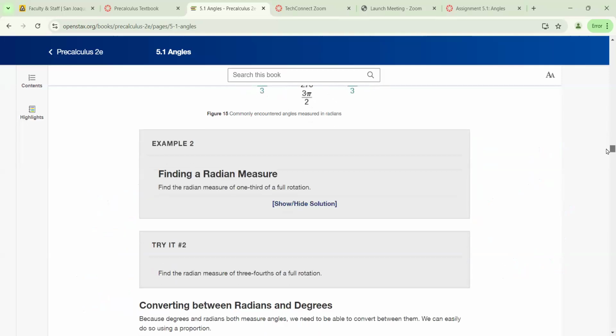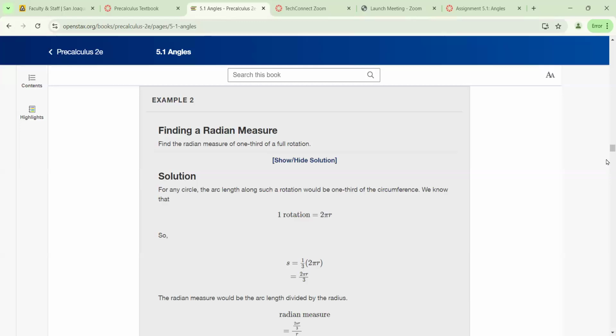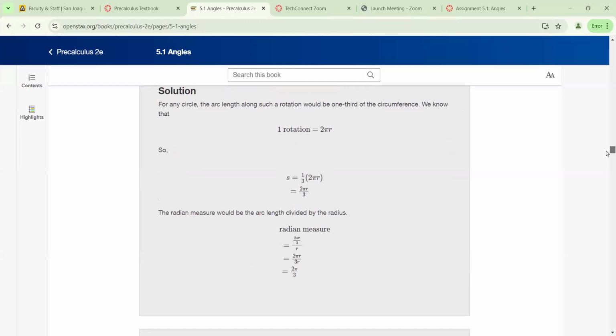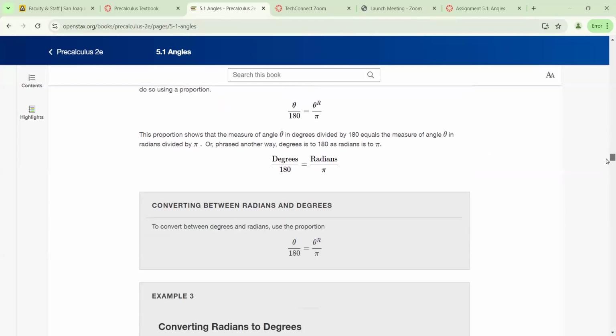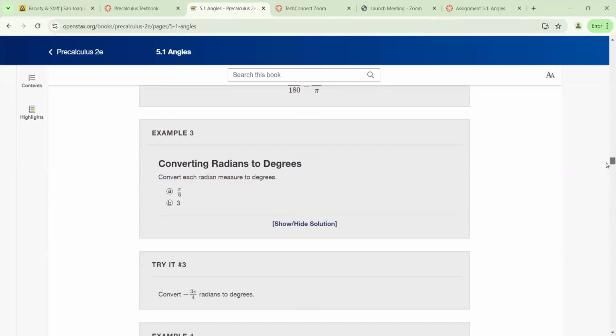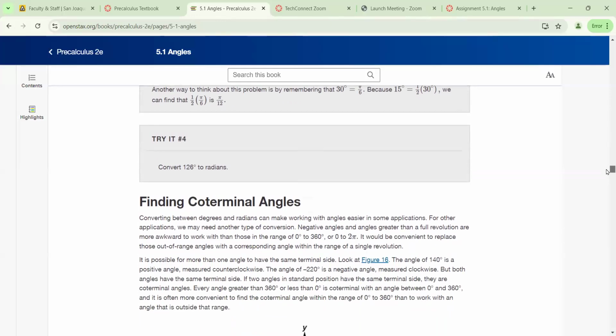Taking us forward, finding a radian measure. This is saying find the radian measure of 1/3 of a full rotation. A full rotation is 2 pi radians, so 1/3 of a full rotation is 2 pi over 3. Then these are just examples, like the examples of radian to degree that I shared with you. They are sharing those examples here.